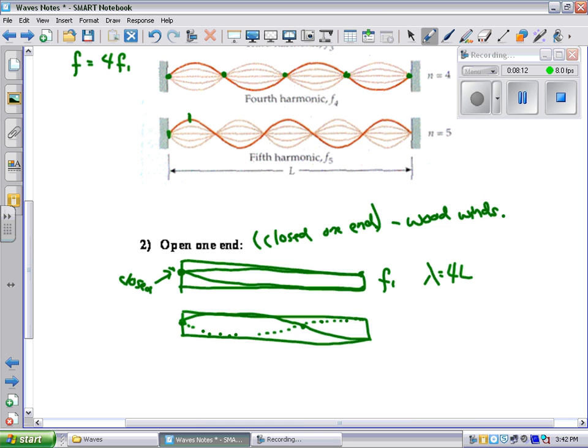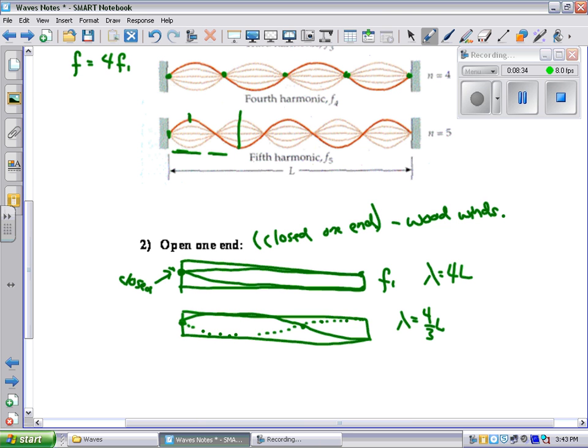And then let's try and figure out the wavelength. If I look on here, this one up here, I'm basically going from a node through an antinode to a node, and then to another antinode. So I have this much of the wave, and that's 3/4. So the wavelength would be 4/3 L.